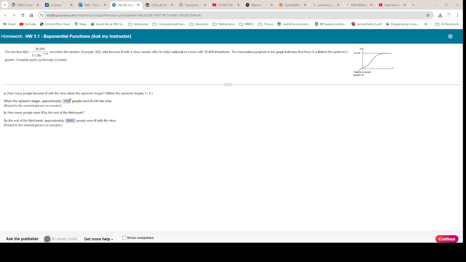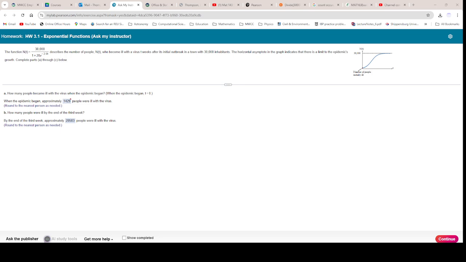If the time would go towards infinity, then that exponential would approach 0 and you'd get 30,000 divided by 1. So the most cases this system will produce is 30,000. The resources needed for more cases to exist would be the limiting factor here. But this question first asks, what is the number of cases at the beginning? And at the beginning is time equals 0.